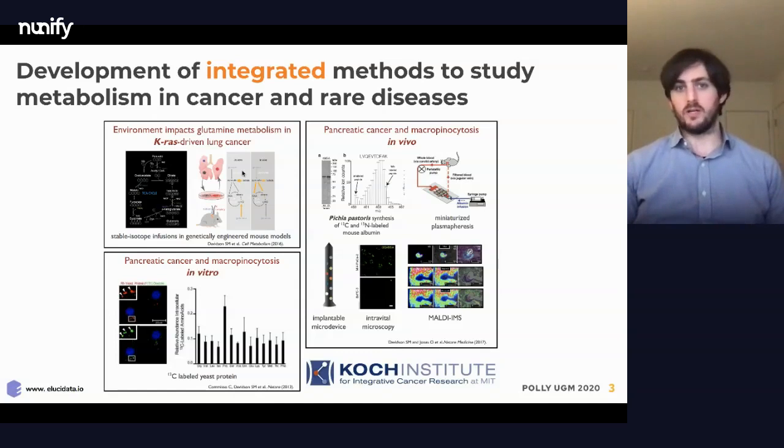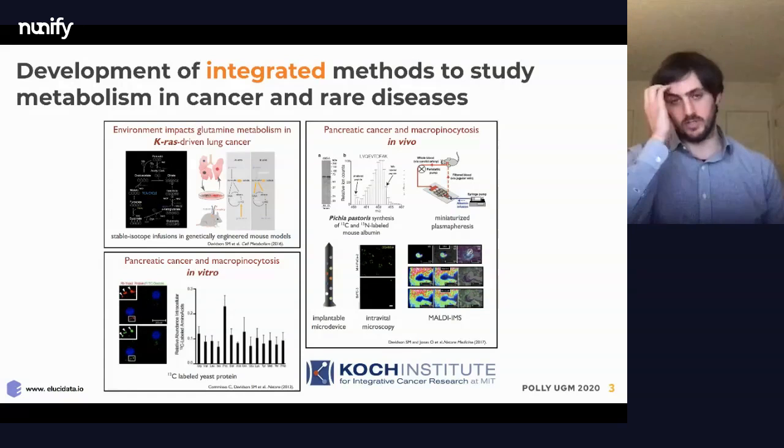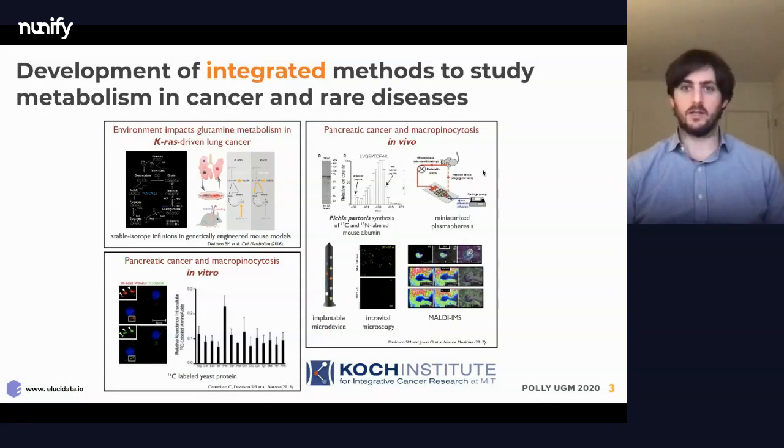So we showed that there were critical differences in lung tumors in the mouse model of cancer compared to when you took those same tumors out and grew them in culture. We showed that protein could be a nutrient supply for pancreatic cancer cells by making labeled yeast protein and feeding that to cancer cells. And then we went on and did that in mouse models where we made a labeled mouse albumin, and then did plasma exchange and plasmapheresis in mice to show that this also happens in vivo in pancreatic tumors.